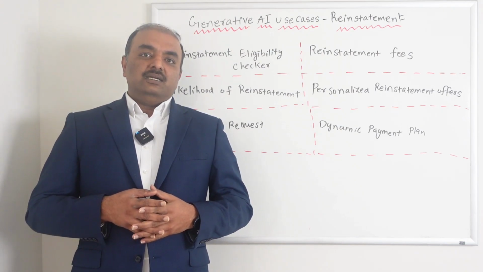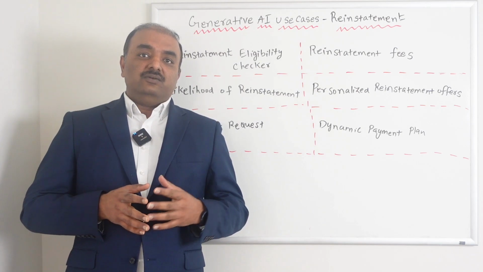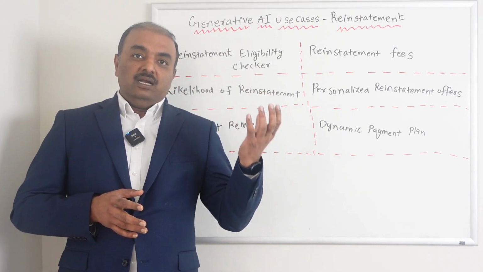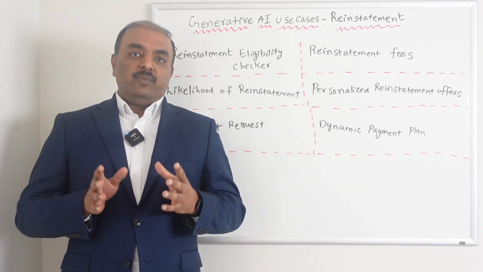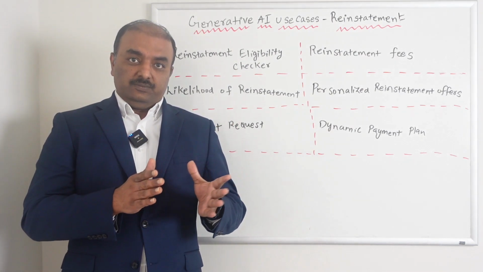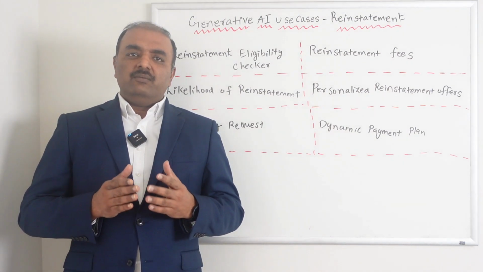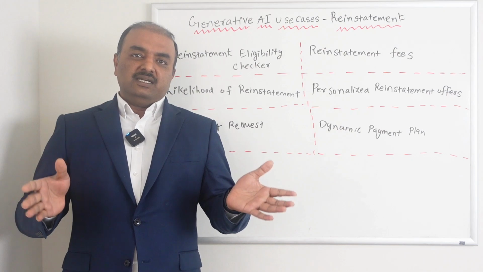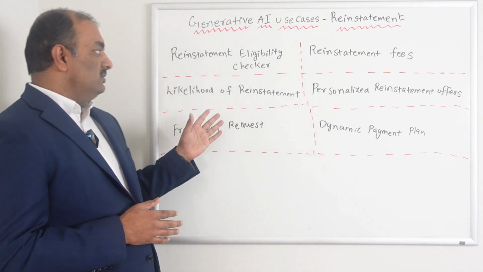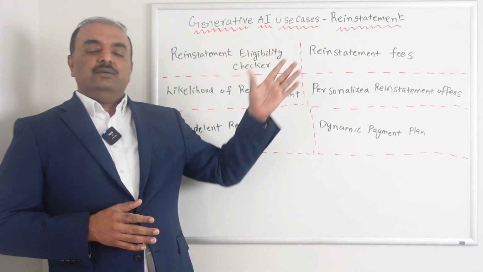Generative AI can definitely do that because it knows the data, and based on the customer data and the remaining term, it can generate the payment plan that is very apt for the customer. Again, as I told you, there are n number of use cases. I am trying to split these use cases across different transactions. These are the specific use cases that are catering to reinstatement.